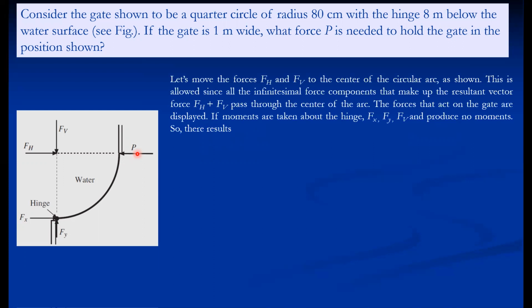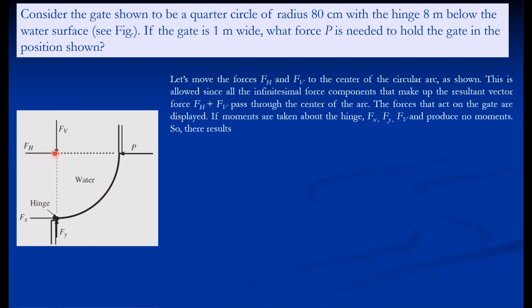Now let's move the forces. If you consider the forces Fh and Fv to the center of the circular arc, as shown in the figure, so this is the center of the circular arc. This is allowed since all the infinitesimal force components that make up the resultant vector force, Fh plus Fv, pass through the center of the arc. So here all the forces act. The horizontal component is Fh and the vertical component is Fv. So there it acts.